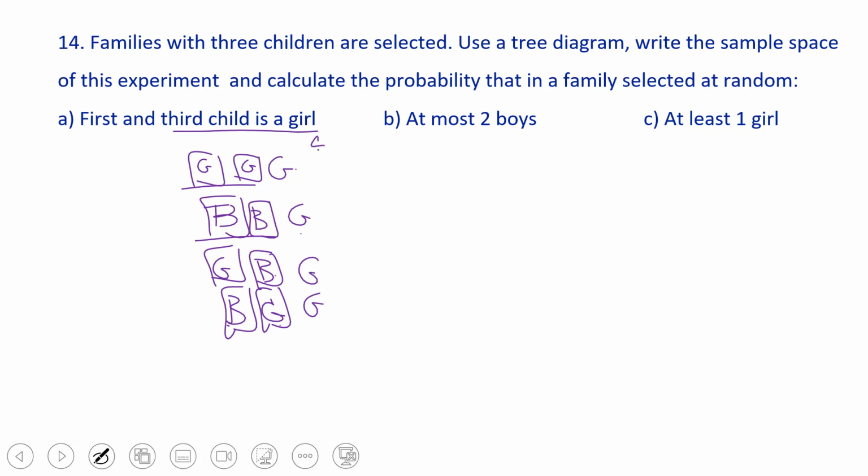So I have 4 out of what? Yes, I have 3 children. This is the same experiment. I have the options male and female, so I have 2 to the power 3, which is 8. So it will be 4 out of 8, which is 0.5. At most 2 boys. At most 2 boys means you may have no boys, so you shouldn't have 3 boys. So you have 7 out of 8.